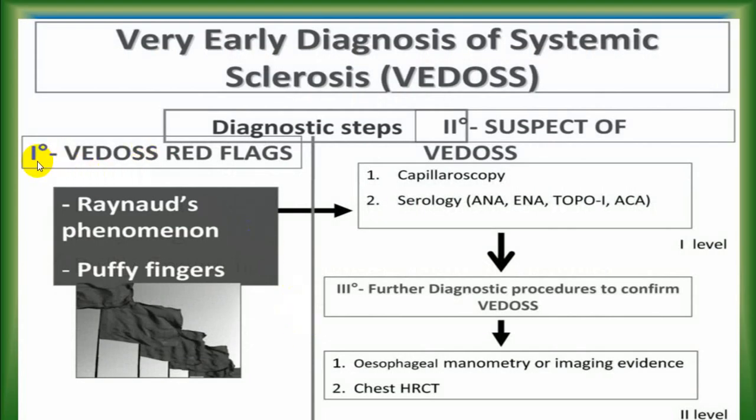and specific antibody, goes more in favor. So there is first degree VEDOSS red flag, that is Raynaud's phenomena with puffy finger, and if there is capillaroscopy positive, and serology wise, if ANA, ENA, topo I and anti-centromere antibody, that is given 1 level, further diagnostic procedure should be done, and if esophageal manometry or imaging evidence or HRCT suggests bibasilar pulmonary fibrosis and esophageal manometry suggests esophageal involvement, decreased motility, it goes in favor.